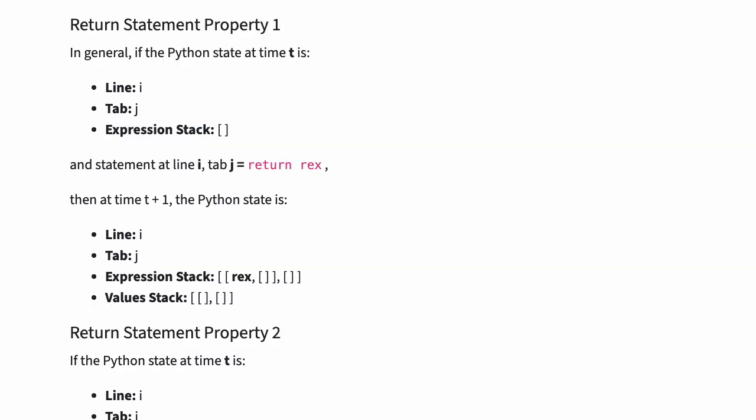In general, if at time t the line is I, the tab is j, the expression stack is empty, and the statement at line I and tab j is return rex, then at time t plus 1, line and tab stay the same. Rex is pushed into the expression stack, and the value stack is initialized.